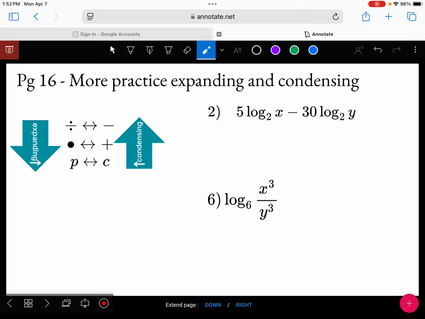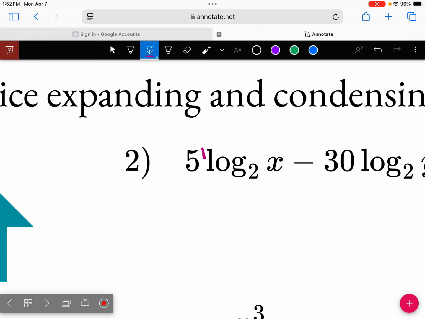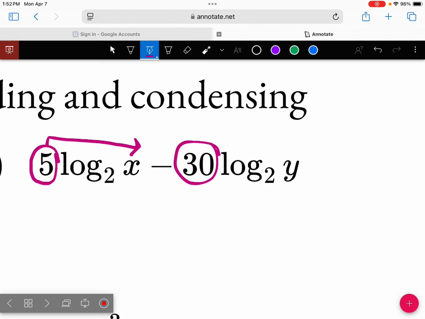So we're going to just do a couple on this page. There's nothing wrong with any of the other ones on here. I just didn't want to spend a ton of time on it because we have already done this. So if we're looking to condense number 2 on the page, what are we going to do first? Our coefficients need to go up and become powers, become exponents. So our very first step is to take our coefficients, like this 5 here, and put it up as a power on the x. And we need to take the 30 and put it up as a power on the y.